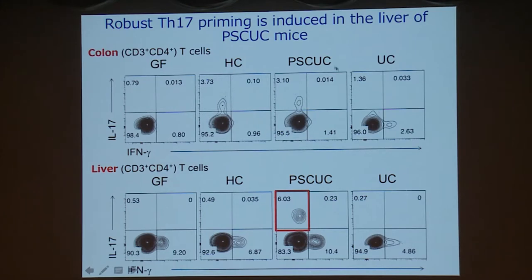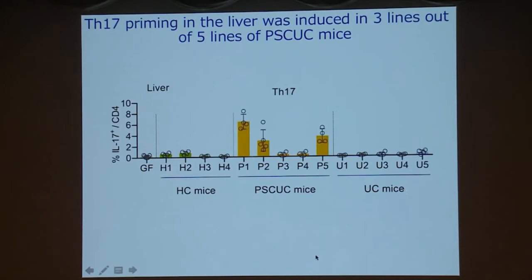Surprisingly, PSC-UC mice exhibited a robust Th17 priming, not only in the colon, but also in the liver. As demonstrated here, 3 out of 5 lines of PSC-UC mice exhibited potent Th17 priming in the liver, whereas Th17 priming was not observed in any group of other gnotobiotic mice, suggesting that PSC-UC patient-derived microbiota directly induced the Th17 priming in the liver.